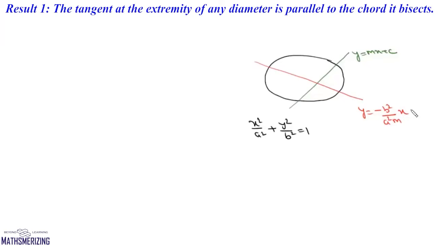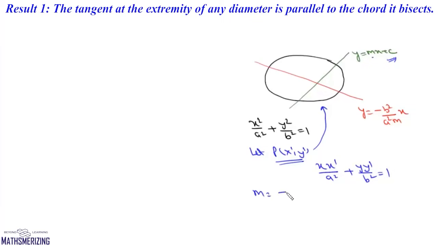Now we need to prove that tangent at the extremity of any diameter is parallel to the chord which it bisects. Let there be a point P, say x dash y dash, which lies on this ellipse such that tangent at this point is parallel to this given chord. So we know that equation of tangent at any given point is x dash upon a square plus y dash upon b square equals to 1. Now since this tangent is parallel to this chord, then we can simply write m equals minus, now coefficient of x is x dash upon a square, upon y dash upon b square.